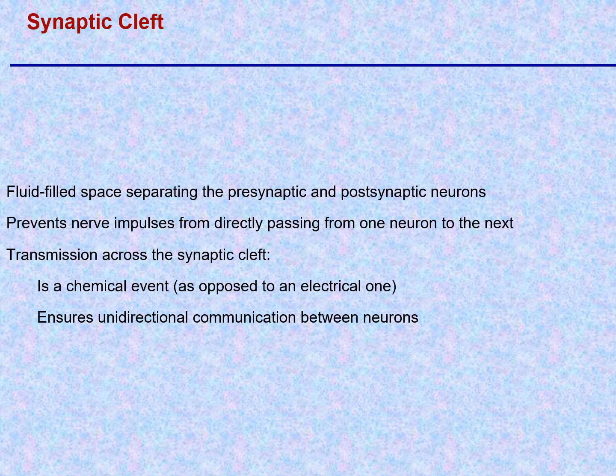Now, the space in between the presynaptic and the postsynaptic neurons is called a synaptic cleft, and it is fluid filled with interstitial fluid. It prevents nerve impulses from passing immediately from one neuron to the next. There is a transmission process across that synaptic cleft, and it's a chemical event, not an electrical event. This way it ensures unidirectional communication between neurons, so that there's no flow going retrograde. It's all unidirectional down the axon to the synapse, and then across the synapse to the next neuron.